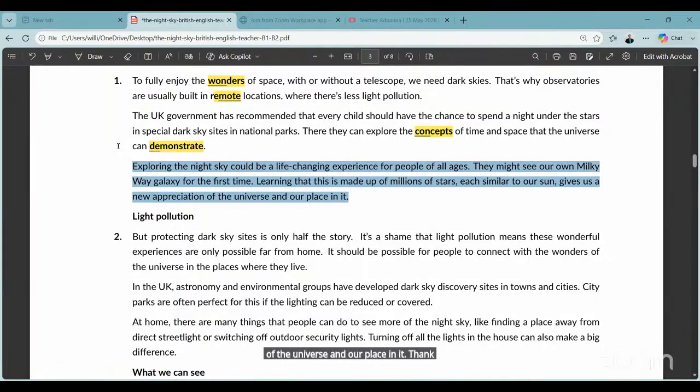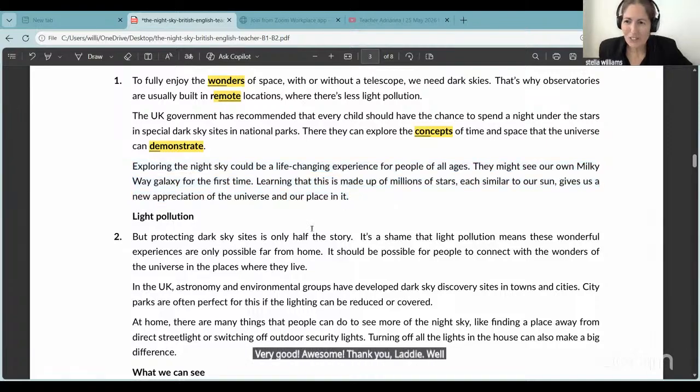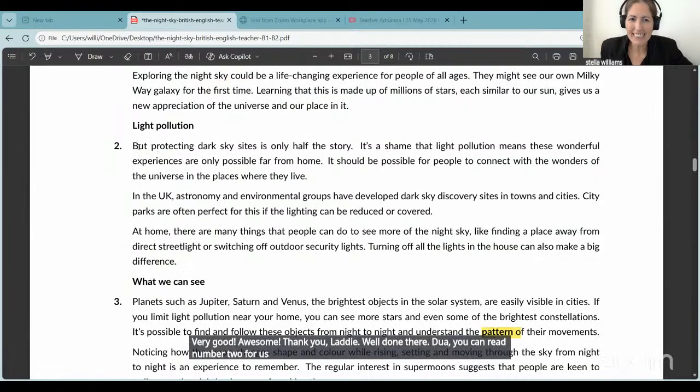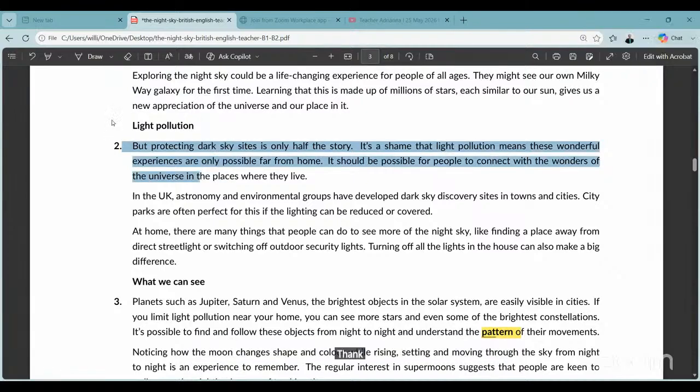Thank you so much. Very good. Awesome. Thank you, Laddie. Well done there. Dua, you can read number 2 for us there, light pollution. You can just read that part there for us. Okay.